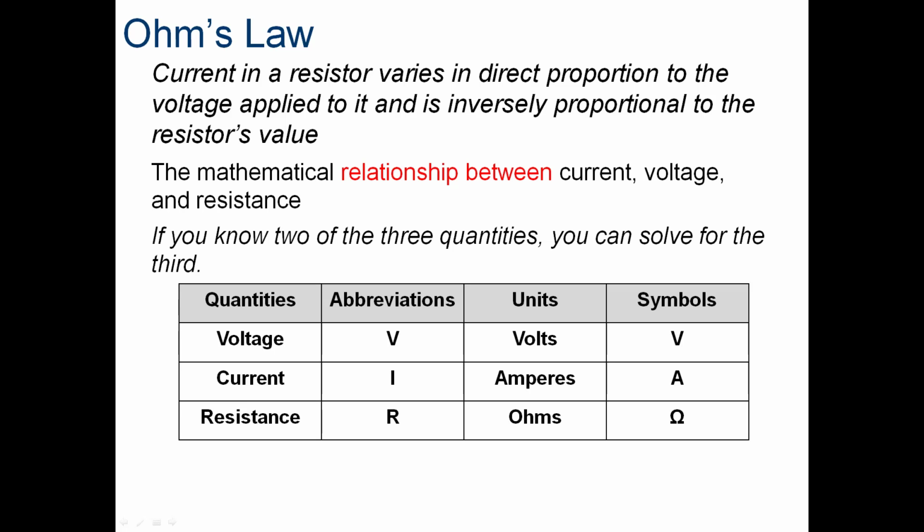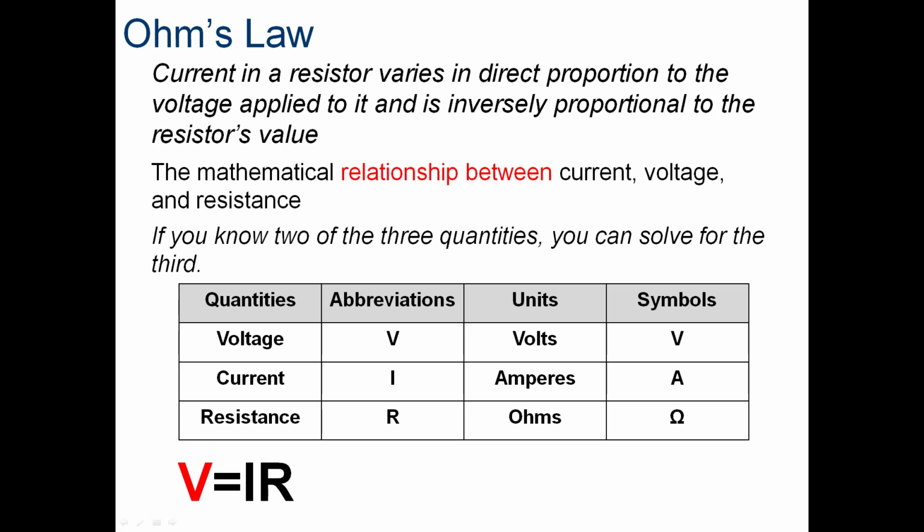So Ohm's law basically just says that the current through any element varies in proportion to the voltage applied across it and is inversely proportional to the resistor's value. That mathematical relationship between current and resistance applies in all types of circuits. If you know two of the three, you can solve for the third every time. So voltage is V, current is I, resistance is R.